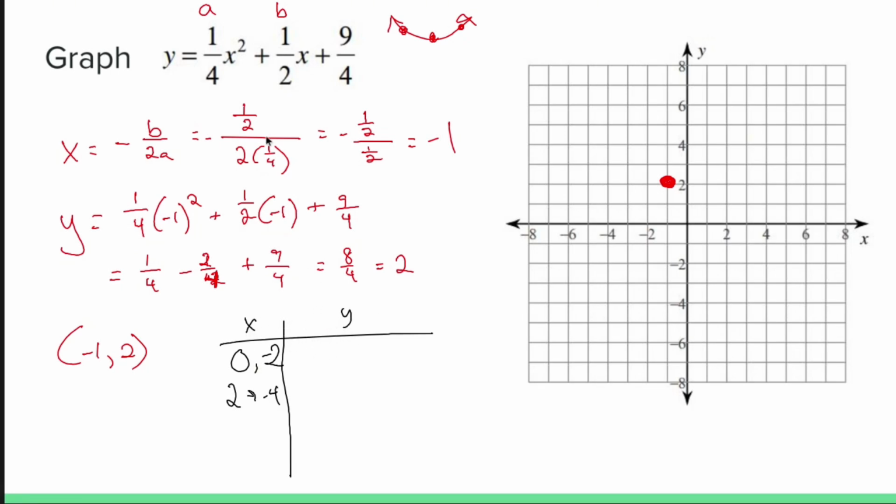Plugging in 0 is going to be really nice. I get 0 squared, which is 0, plus half of 0, which is 0, plus 9/4 is 9/4. So I knew I would get some kind of fraction. So at 0 and negative 2, I get 2 and a quarter. Basically, like I said, this is going to open wide. Oh, it's got a little red nose and eyeballs. It's like Rudolph. Or a little mouse.